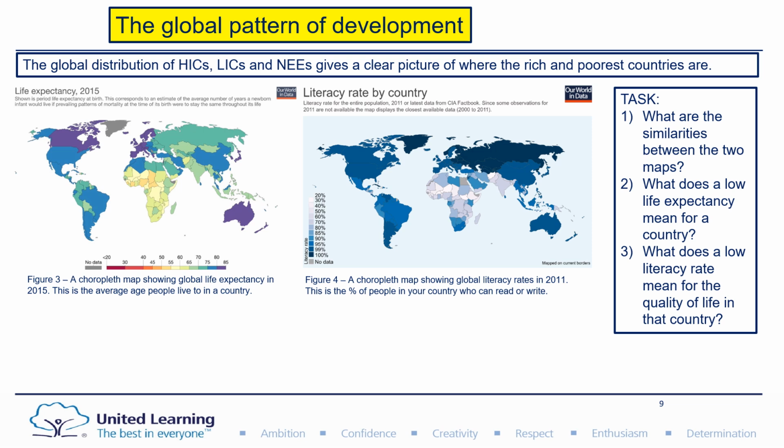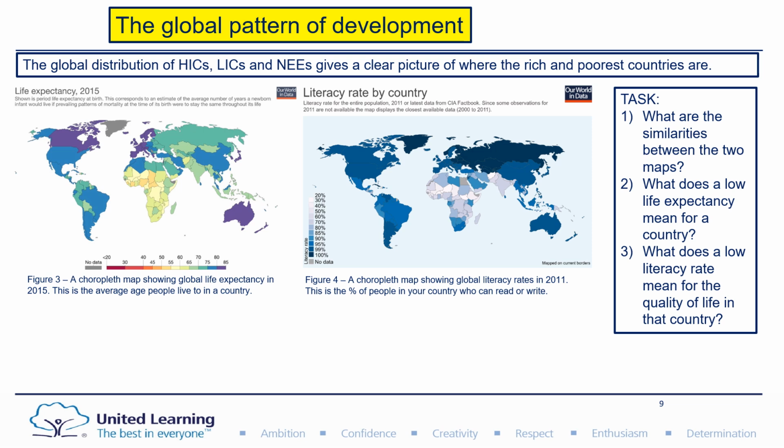Right, so all I want you to do now is just jot down what are the similarities between these two graphs, the life expectancy and literacy rate by country. What does a low life expectancy mean for a country, and what does a low literacy rate mean for a country? So pause it there and have a go.